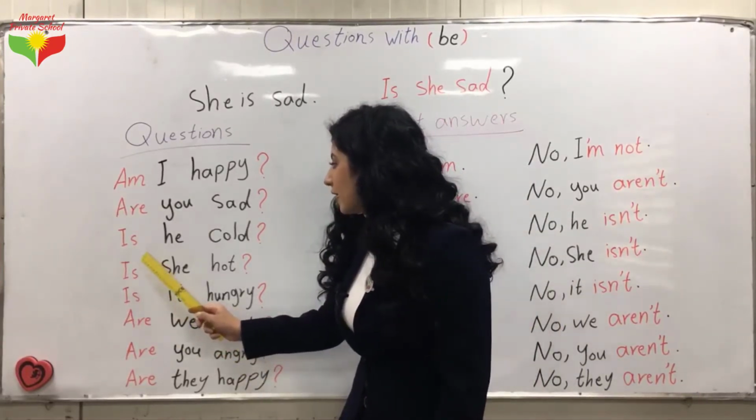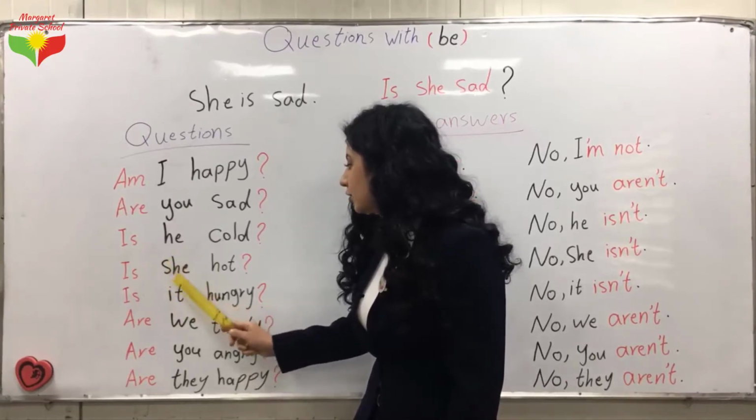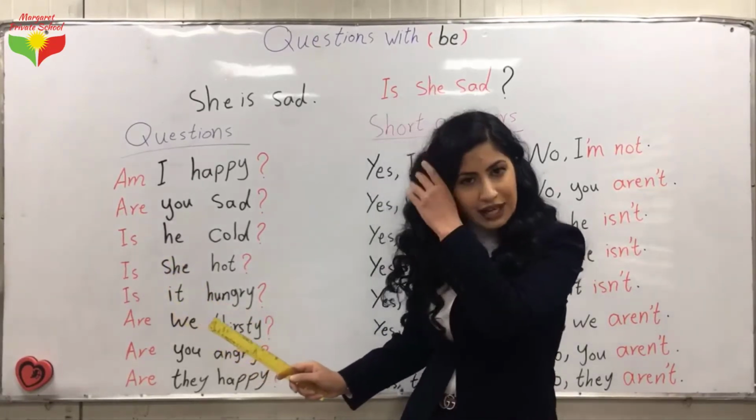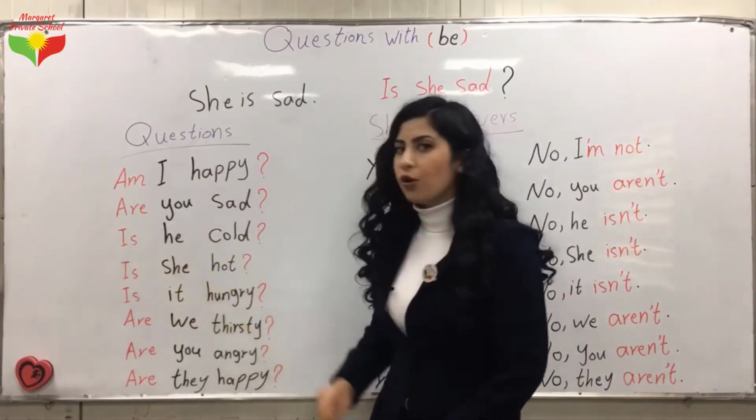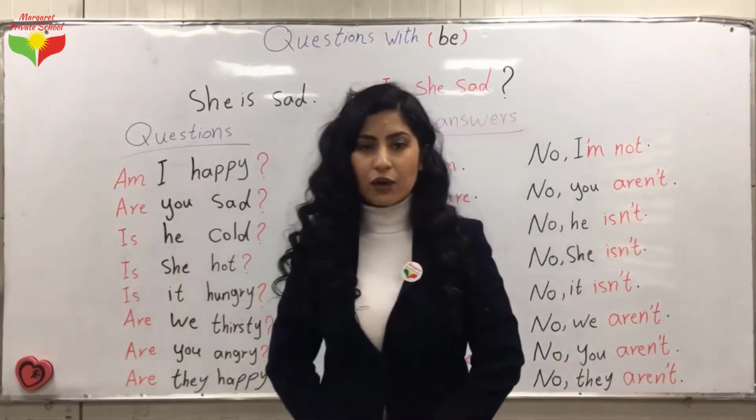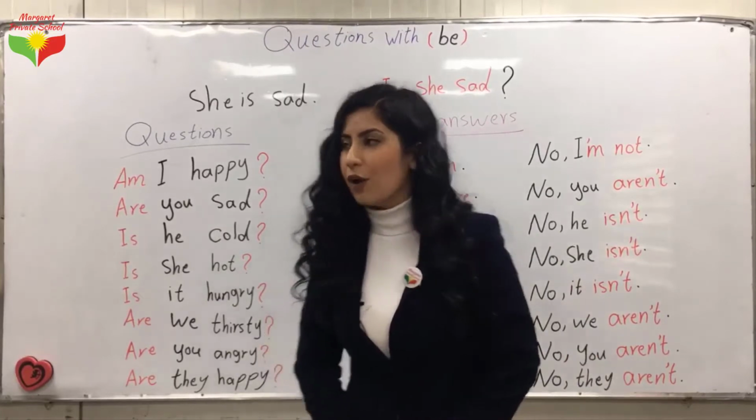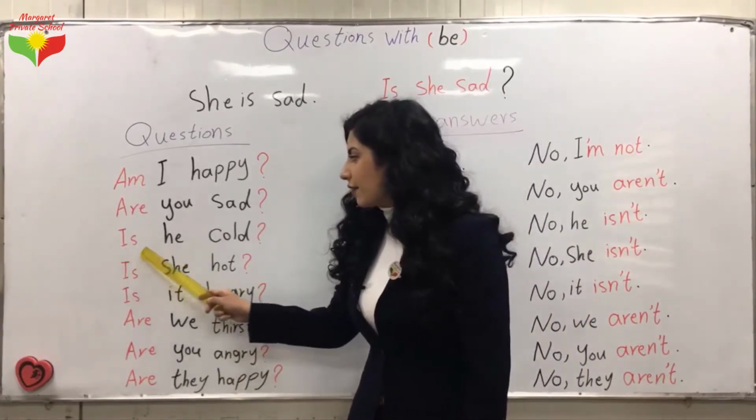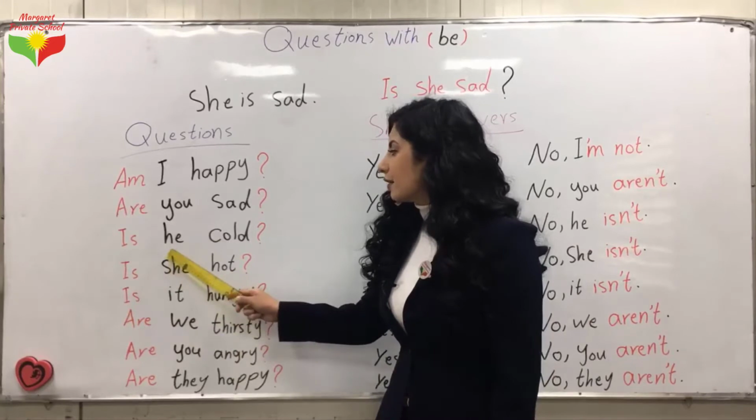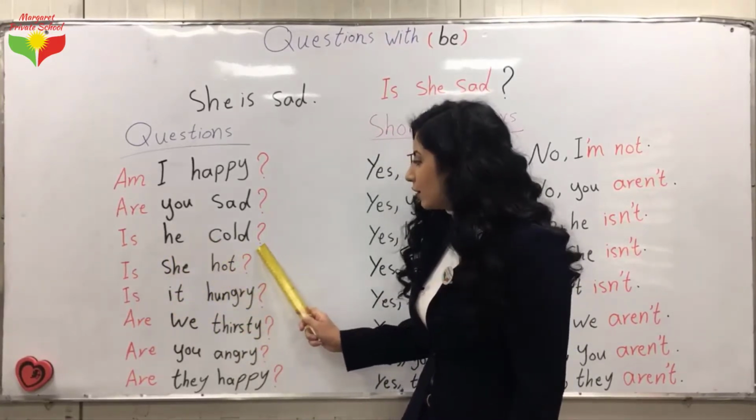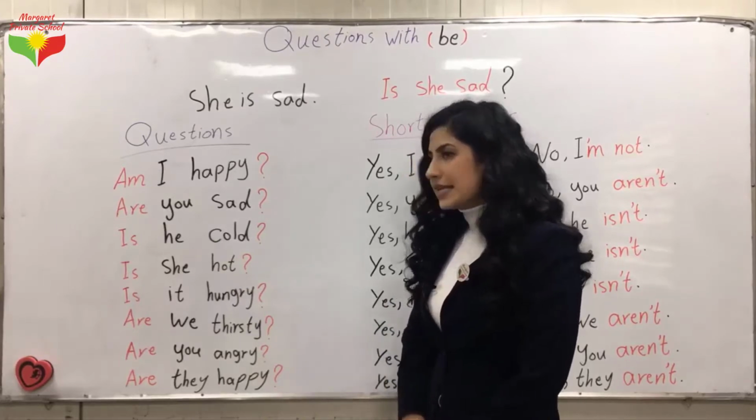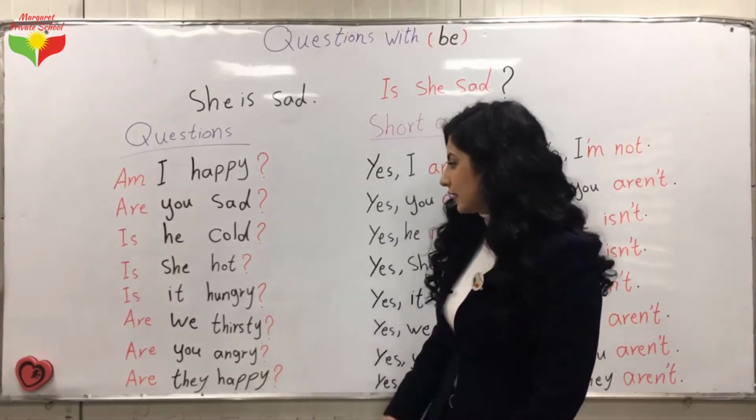We use is with he, she and it. Okay. Is he cold? We have to put is at the beginning of the sentence, then the subject pronoun, after that the adjective. And we have a question mark too. Is he cold?